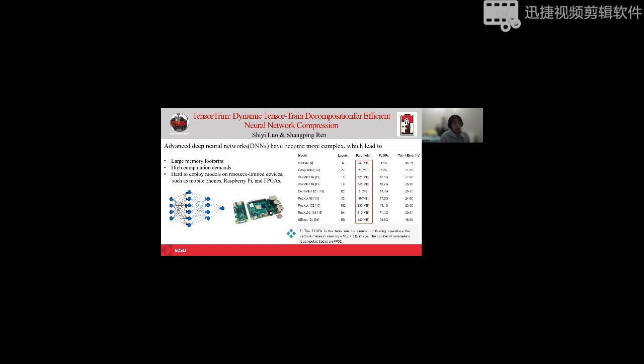As we all know, to pursue better performance, the models are becoming deeper and deeper. So the number of parameters greatly increases, occupying more memory. We can see here, most of these models have hundreds of millions of parameters, leading to high growth. This makes them very unfriendly for deployment on devices like mobile phones, Raspberry Pi, and FPGA.